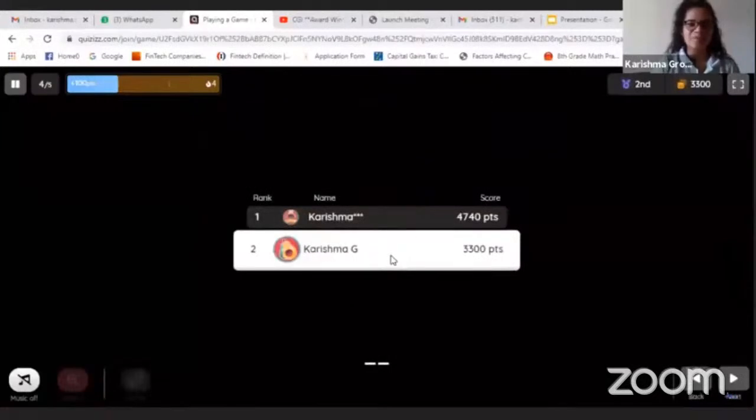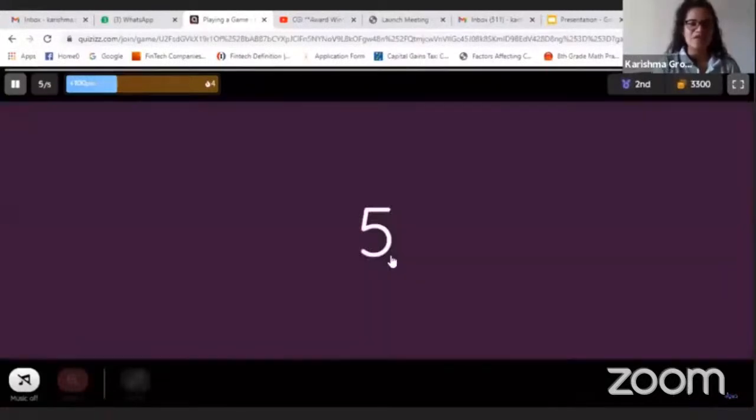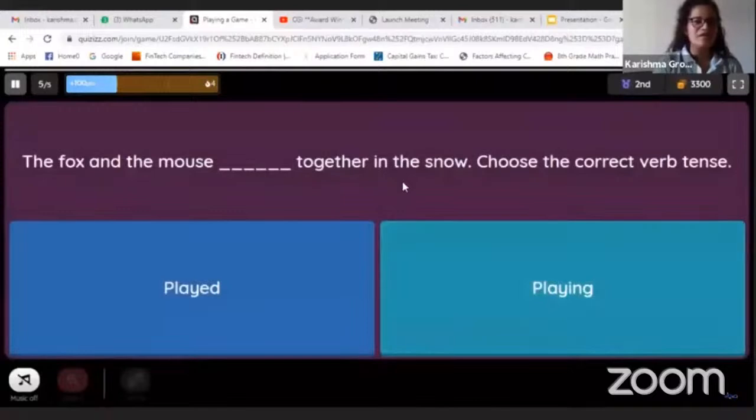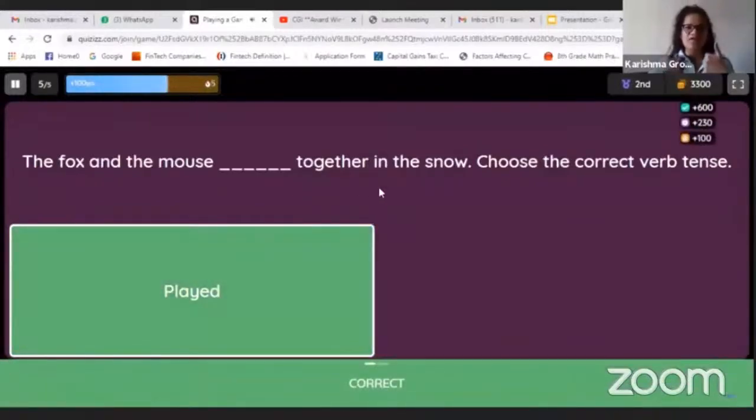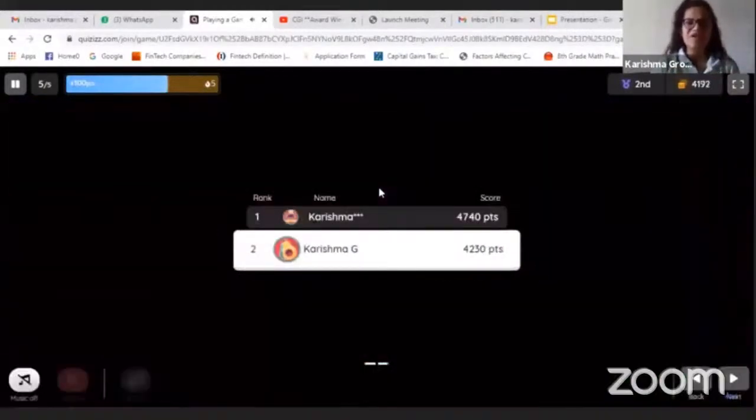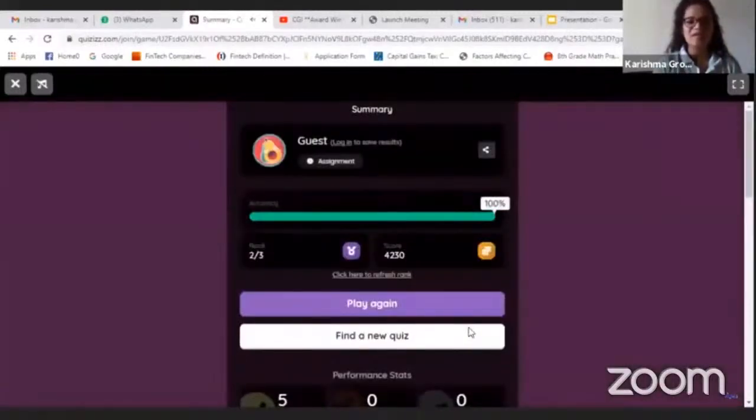Okay, let's go ahead. Last question. The fox and the mouse dashed together in the snow. Choose the correct verb tense. The fox and the mouse played together in the snow. Yes, everyone got it correct? Good job, everyone. I'm proud of you all. So we are all done over here.